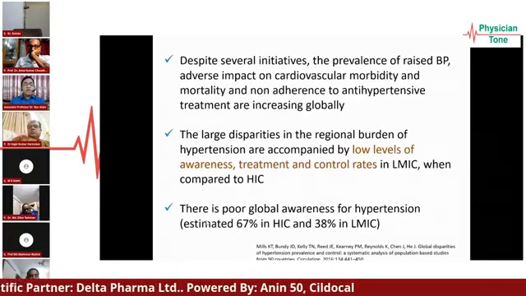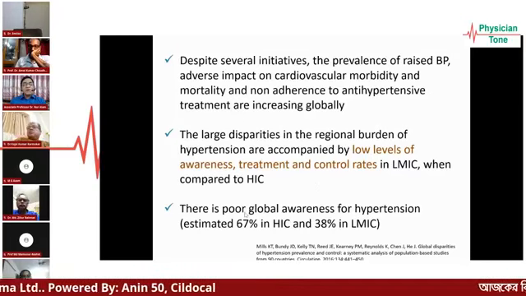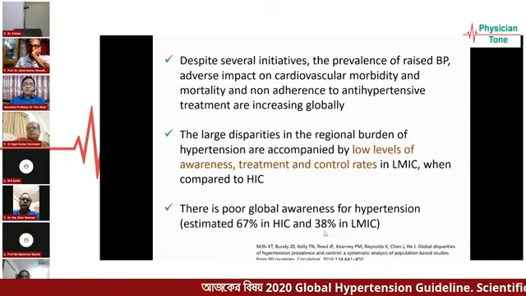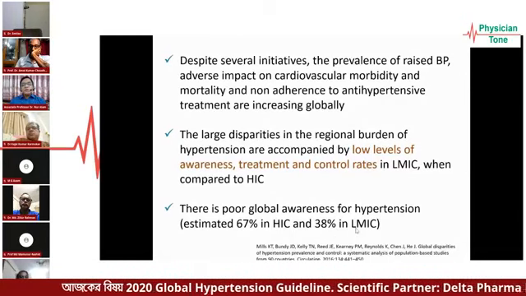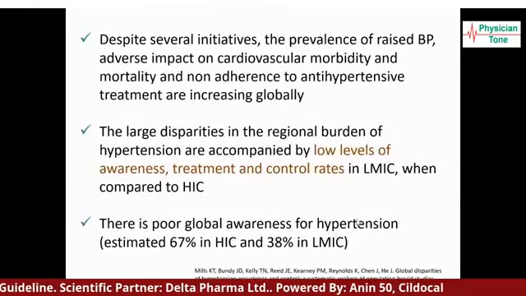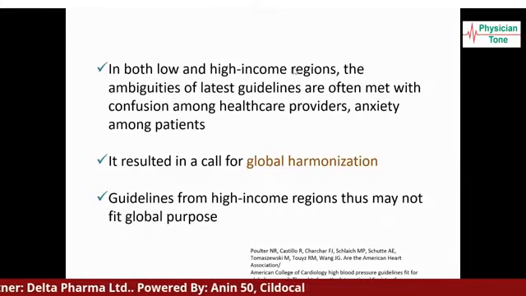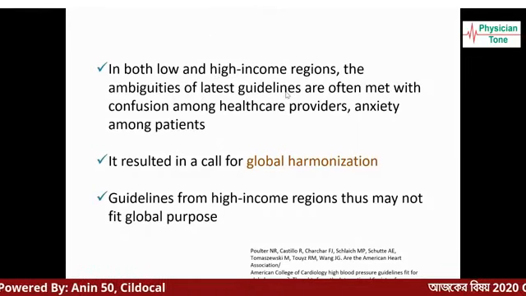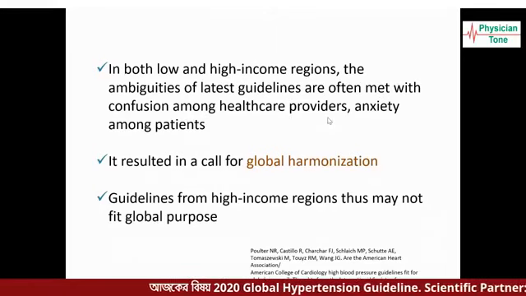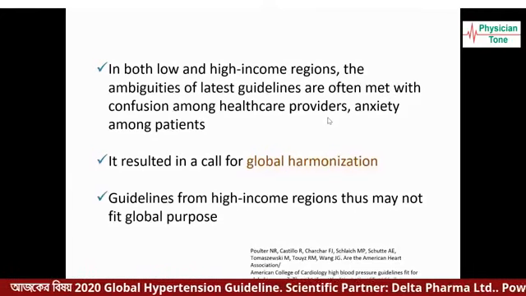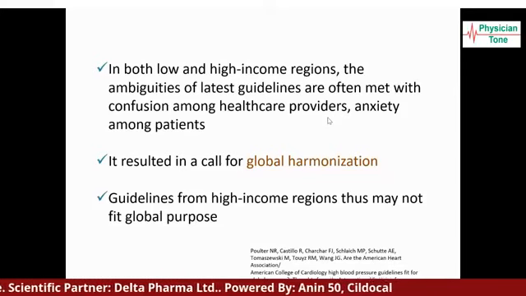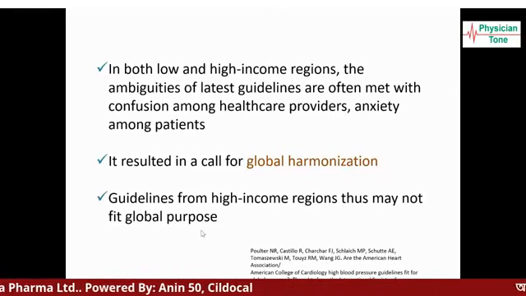It is very astonishing that only 67% in high income countries are aware of their blood pressure, and only 38% in low and middle income countries are aware of their hypertension. In both low and high income regions, the ambiguities of the latest guidelines are often met with confusion among healthcare providers, and they provoke anxiety among patients. It resulted in a call for global harmonization. Guidelines from high income regions thus may not fit global purpose.